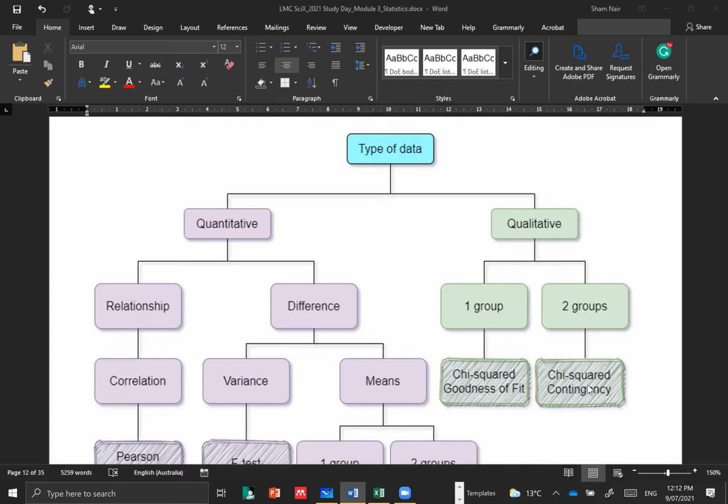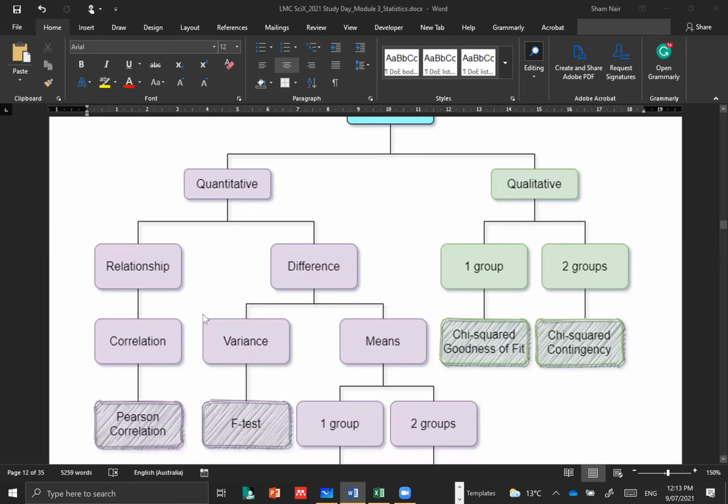There are two types of chi-square tests, depending on the number of groups that you're working with. If it's one group of data, you use the goodness of fit. Two groups of data, you use the contingency. Really, there's not a lot of difference between the two.